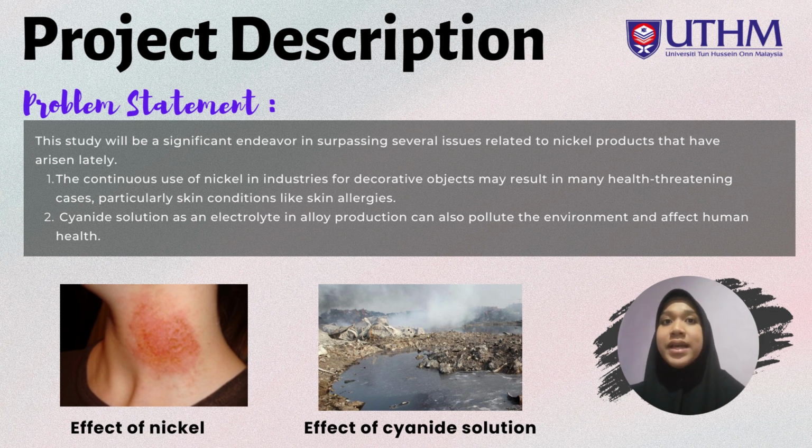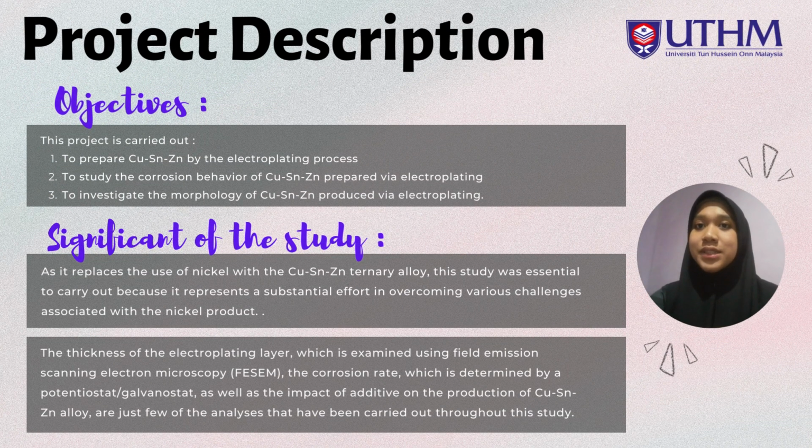So in this picture, we can see there are several effects that can happen to humans and also the environment if we use and also produce nickel. Therefore, the objective of this project is, first, to prepare copper tincing via the electroplating process. Second, to study the corrosion behavior of copper tincing prepared via electroplating. And lastly, to investigate the morphology of copper tincing produced via electroplating.